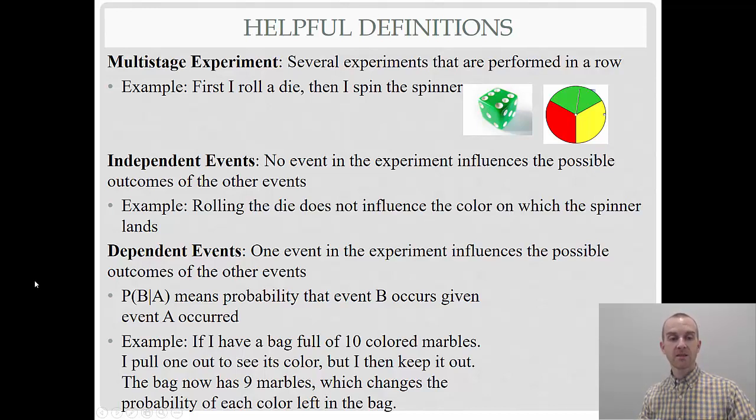So the way we write this is you'll see this P and then in parentheses B with this vertical line A, and that means the probability of event B occurring given that A has already occurred. So we take into account that something has happened and that's dependent upon what just happened. Say, for example, I have a bag full of 10 colored marbles. I pull one out to see its color, but I keep it out. I keep it in my hand. That bag now has 9 marbles, which changes the probability for each of the other colors left in the bag.